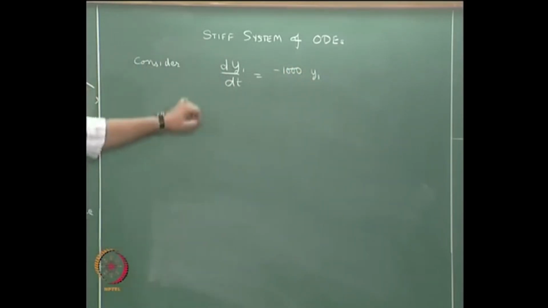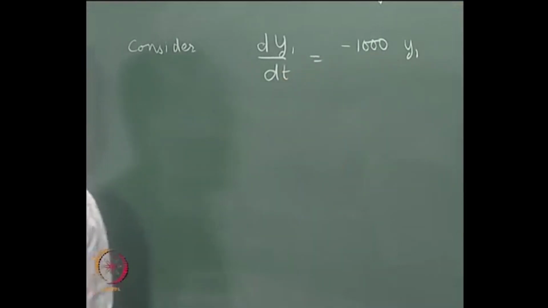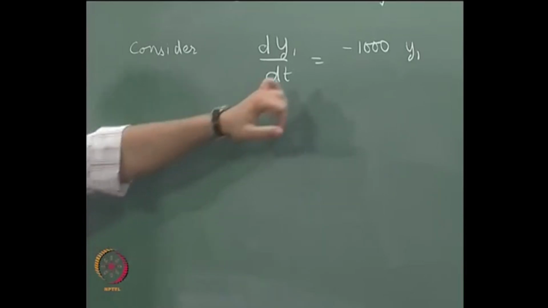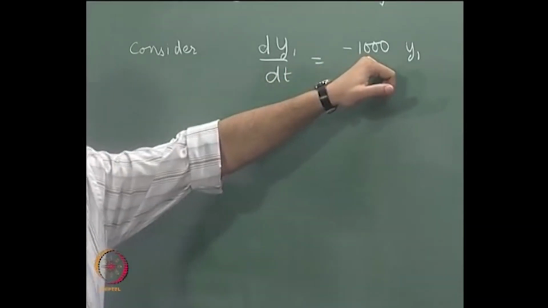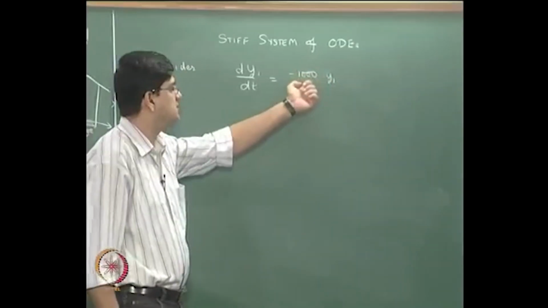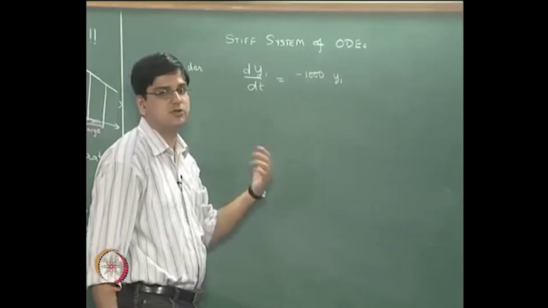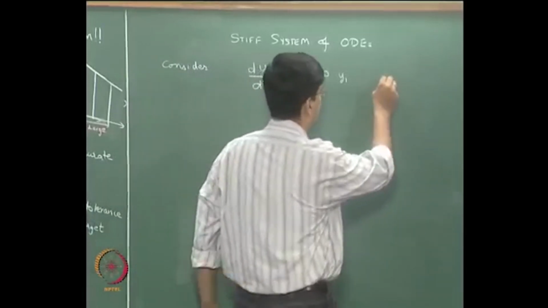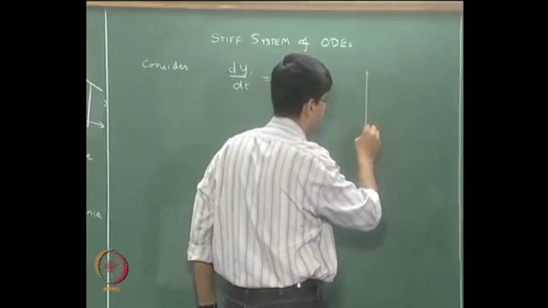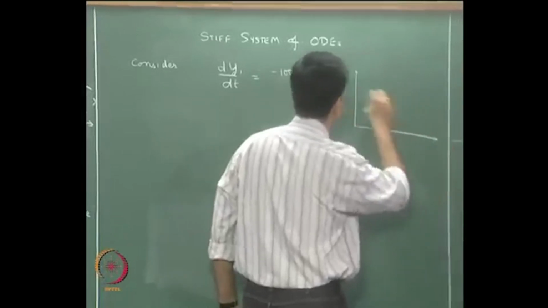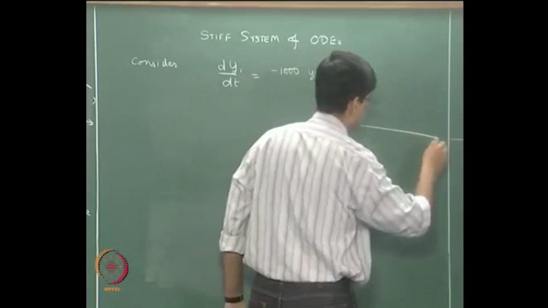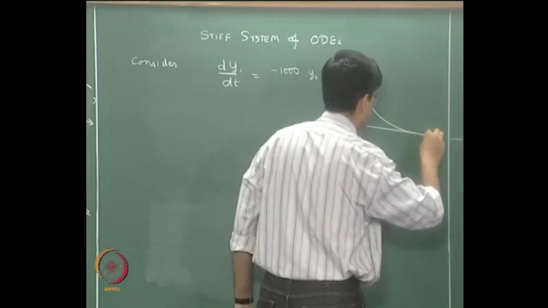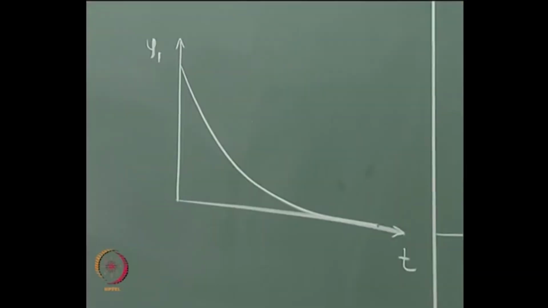Okay. So let us consider dy1/dt = -1000 y1. What this means is that this particular lambda value is very large. As a result, this system is going to respond very quickly. For example, if we were to plot y1 against t, it's going to respond in this fashion.